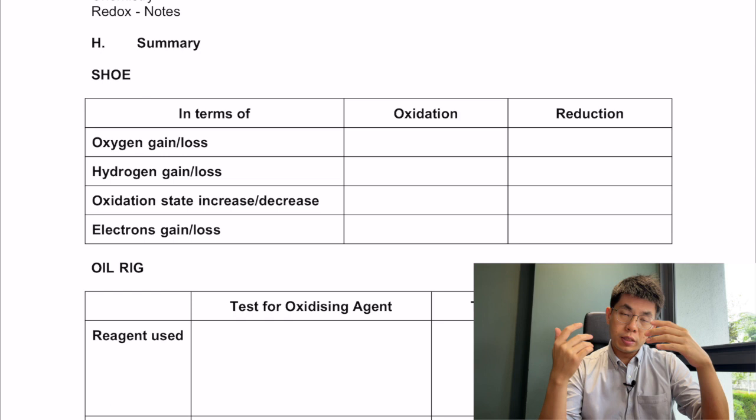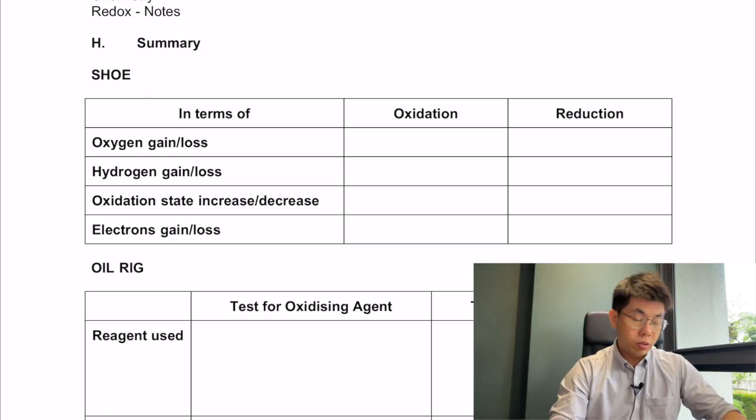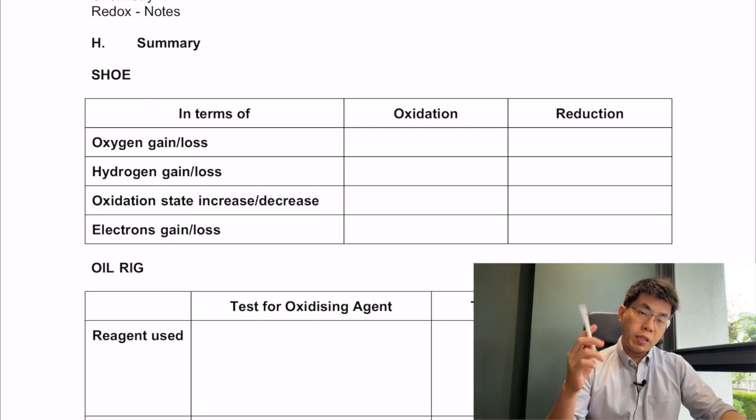So today it's a summary of the different content in Redox. Okay, so let's start first. Firstly, we need to know Redox is reduction and oxidation happening at the same time, simultaneously.